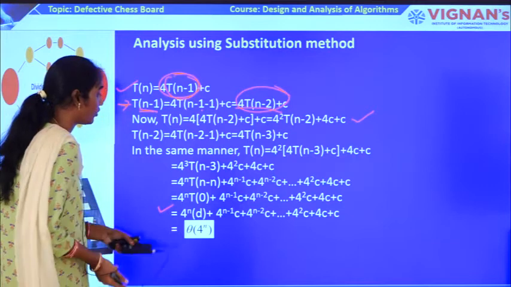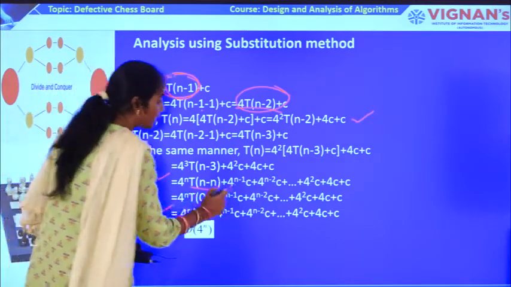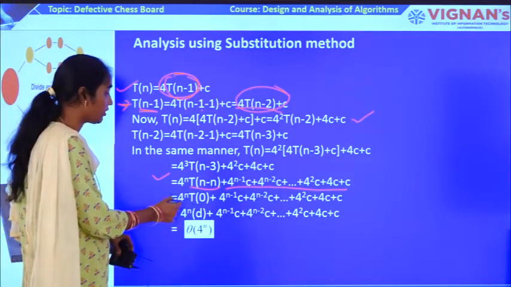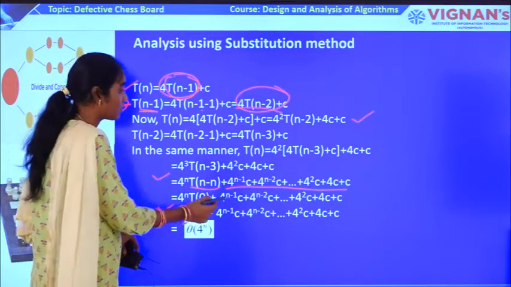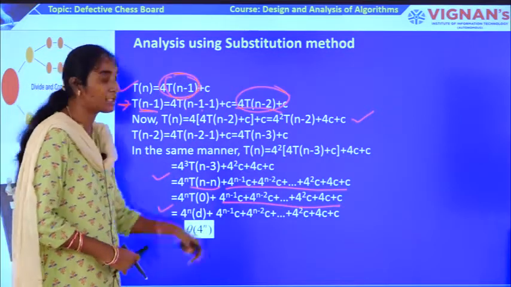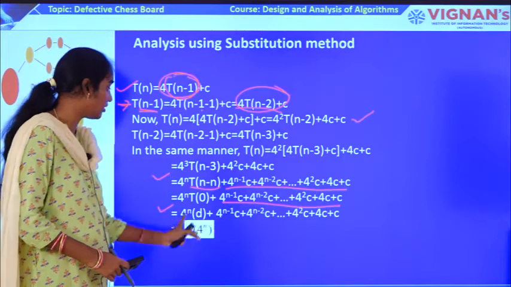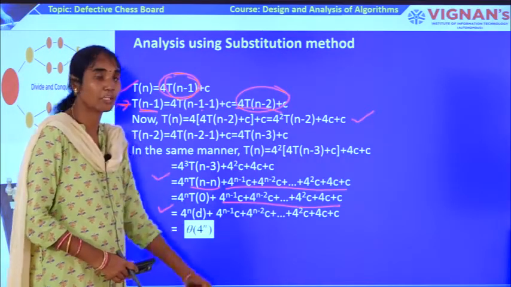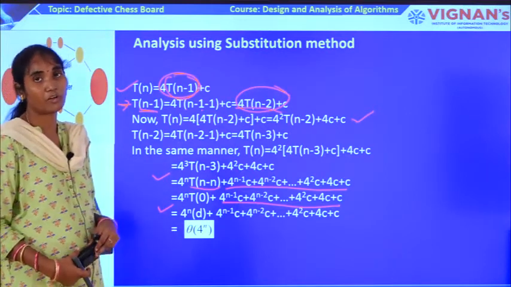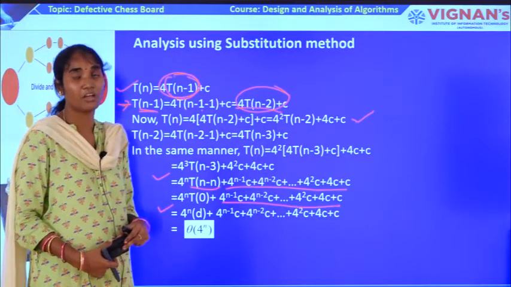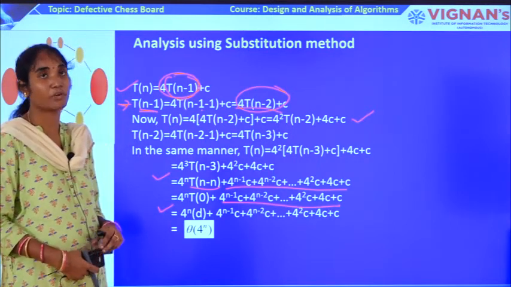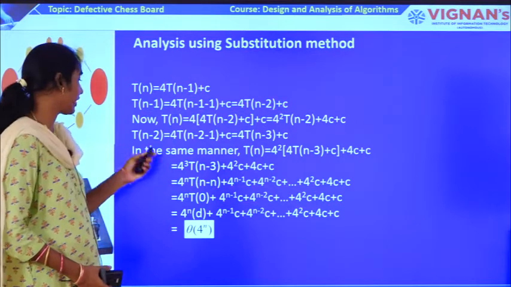Here I will be having 4 to the power of n into T of n minus n plus 4 to the power of n minus 1 into c plus 4 to the power of n minus 2 into c plus so on plus c. So finally it will be 4 to the power of n into T of 0 plus so on plus 4 to the power of n minus 1 plus 4 to the power of n minus 2 plus c. So if I take c common, it is 4 to the power of n minus 1 plus 4 to the power of n minus 2 plus so on, 4 to the power of 0, right. So together I can write it as theta of 4 to the power of n. So here the highest term is 4 to the power of n. That's why we have to take 4 to the power of n only. So the complexity is 4 to the power of n for the defective chessboard.